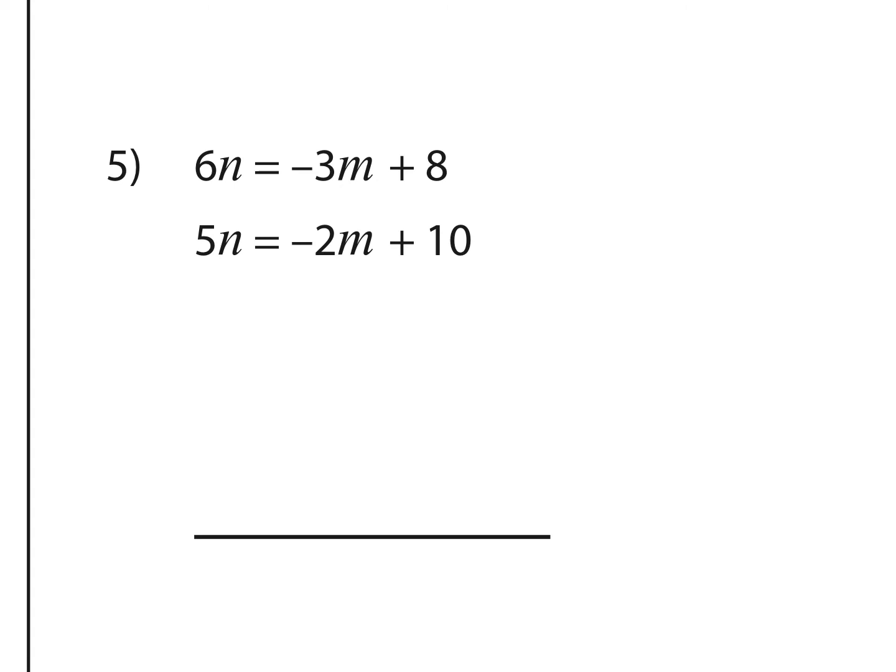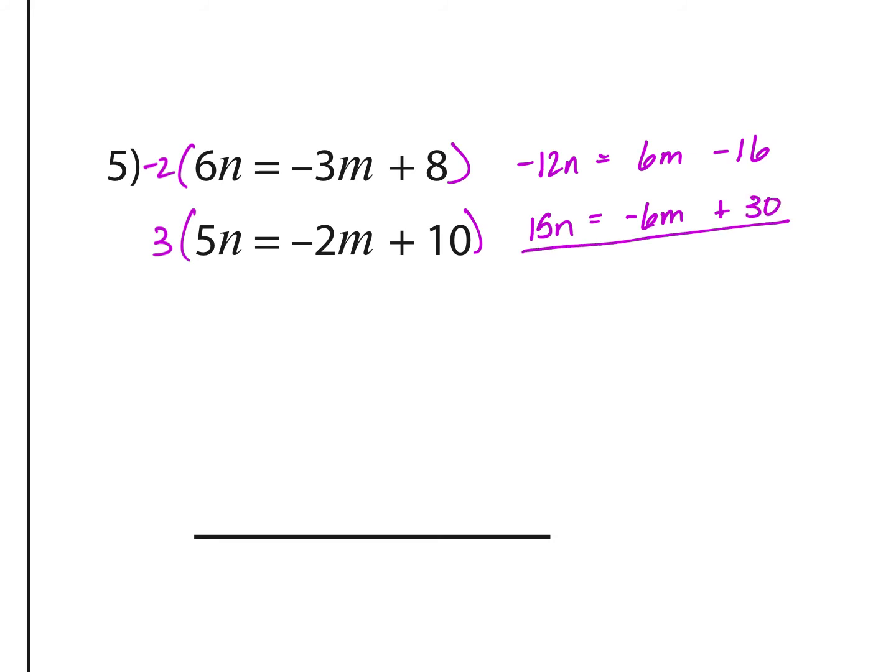So I think I'm going to get rid of my m's because that's multiplying by a smaller number. So I'm going to multiply my top by negative 2 and my bottom by 3. So my equations become, what do they become? Negative 12n equals 6m minus 16. Yeah, that's right. And then 15n equals negative 6m plus 30.